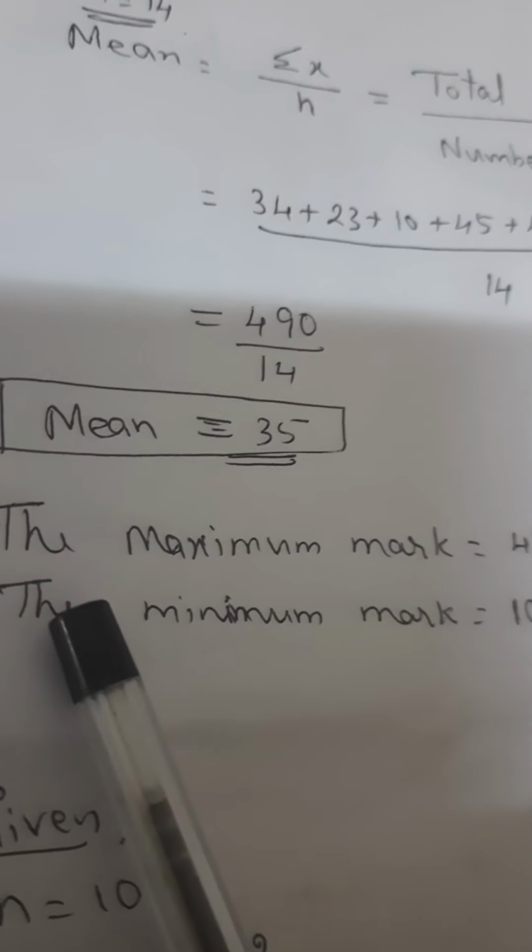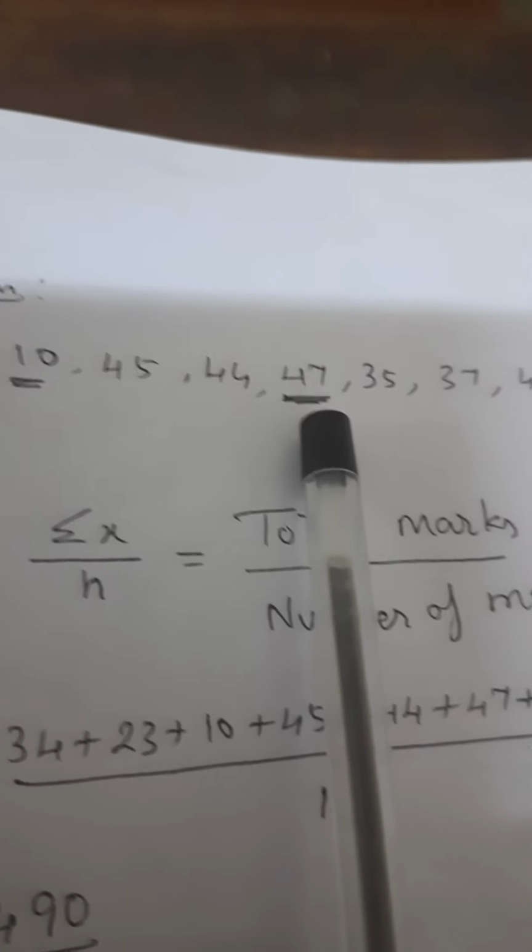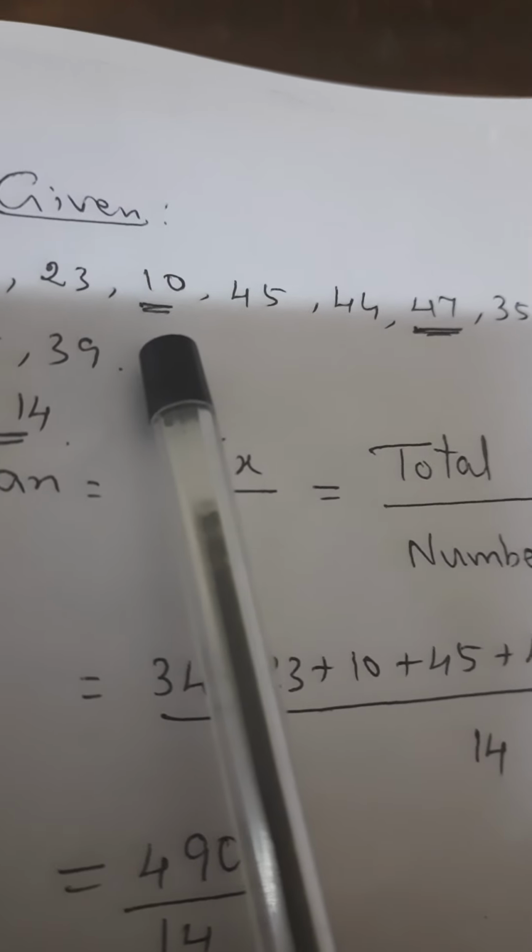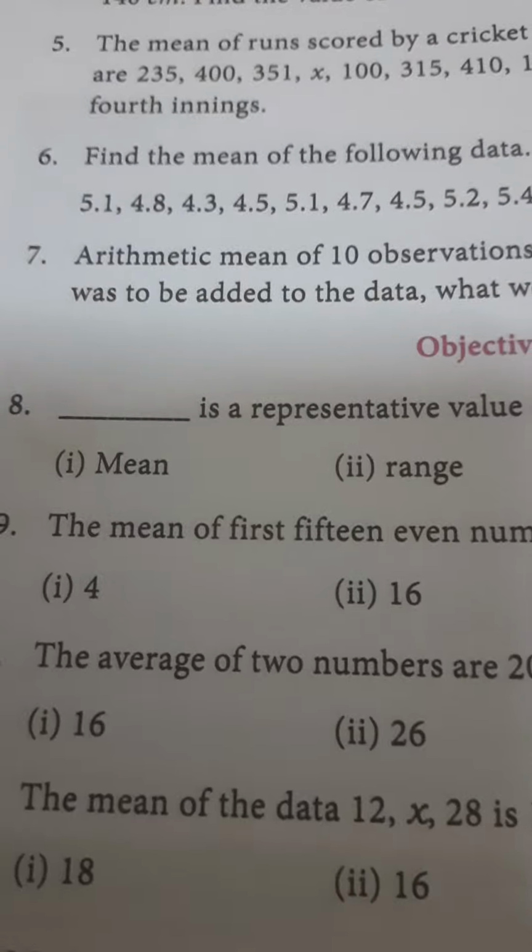Second subdivision, find out the maximum marks. Therefore, the maximum mark of the given data is 47. And third subdivision, the minimum mark is 10.